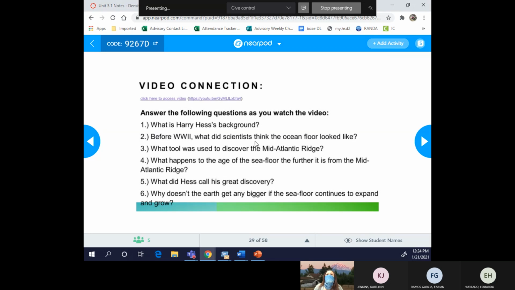Before World War II, what did scientists think the ocean floor looked like? Yeah, go ahead, Michael. It was flat, kind of like a desert, but underwater. Very good. What tool was used to discover the Mid-Atlantic Ridge?